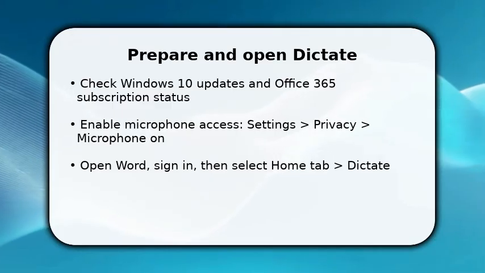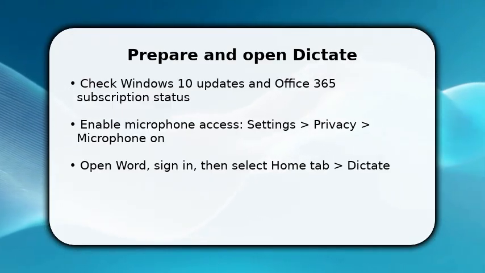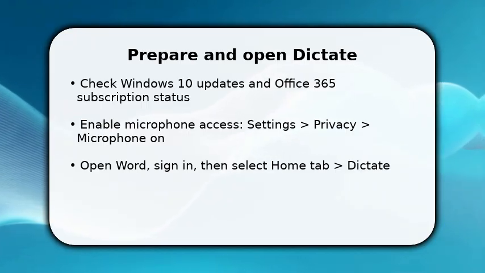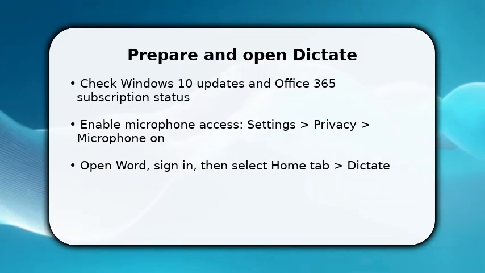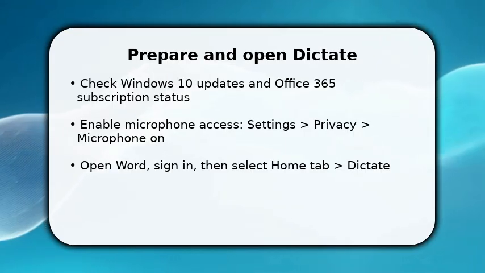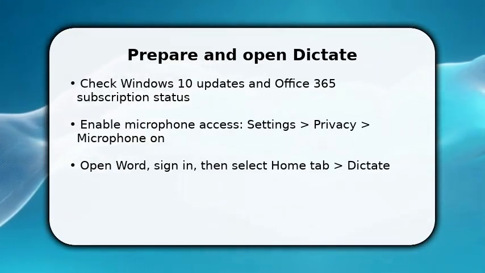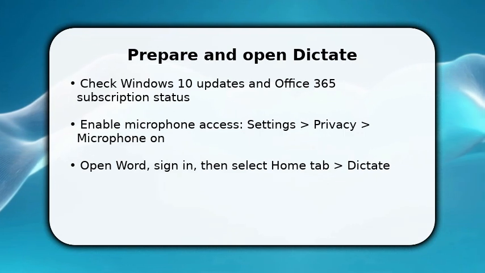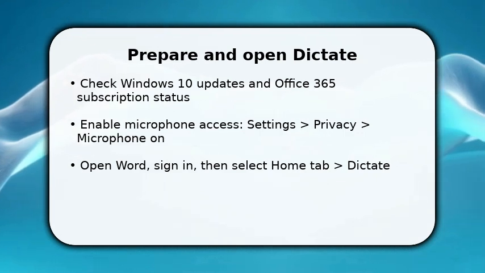You'll start by confirming essentials so Dictate works. First, make sure Windows 10 and Office 365 are updated and your mic is enabled in Settings, Privacy, Microphone. Once done, open Word and sign in with the account that has Dictate enabled, then go to the Home tab and click Dictate. You're initiating the feature now. Speak clearly toward the mic. This step ensures the service can authenticate and capture audio before we move into language and punctuation controls.